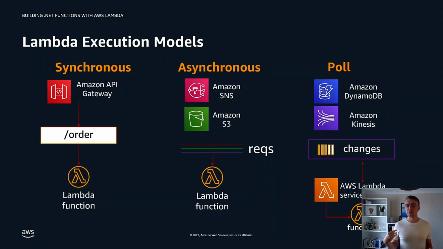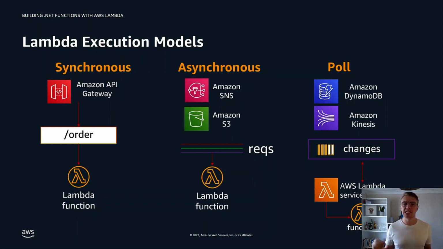The second model for invoking a Lambda function is the asynchronous model. And the asynchronous model is where the Lambda service manages an internal queue of requests. If you call a Lambda asynchronously, your request just gets placed on this internal queue, and you can continue doing other work. And the Lambda service will manage the processing of those requests.